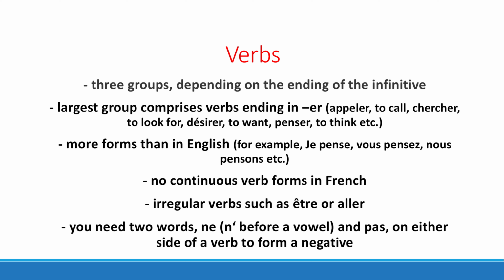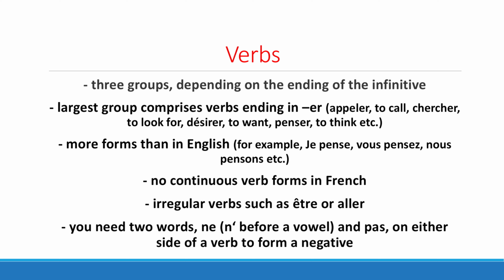Now, talking about irregular verbs, we already saw some of them, such as être, to be, or aller, to go. And lastly, in order to negate a sentence, we already mentioned that, but you need 2 words. You need ne, or n' with an apostrophe before a vowel, which is going to come before the verb, and then pas right after the verb.